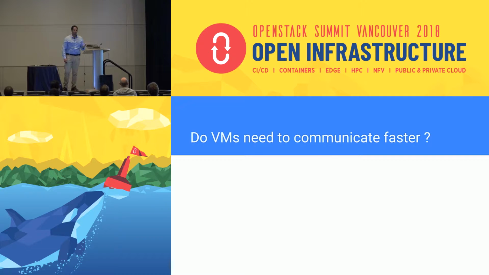So before I go ahead with the presentation, I actually wanted to ask the question: do VMs need to communicate faster? Because it wouldn't make sense to go through a presentation of improving network performance for VMs if they are actually performing adequately right now. The answer to this question is always going to be yes. VMs need to communicate faster, because of the changing paradigms of applications in the cloud.